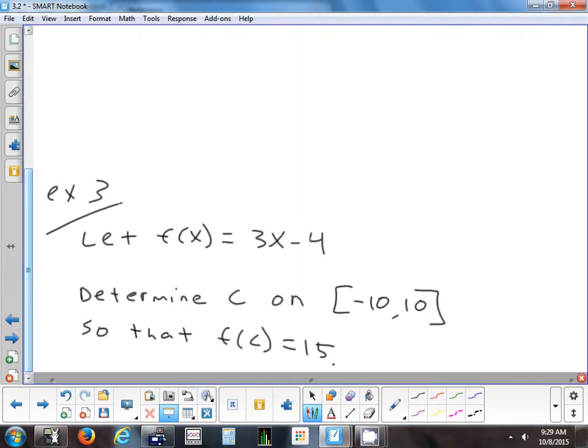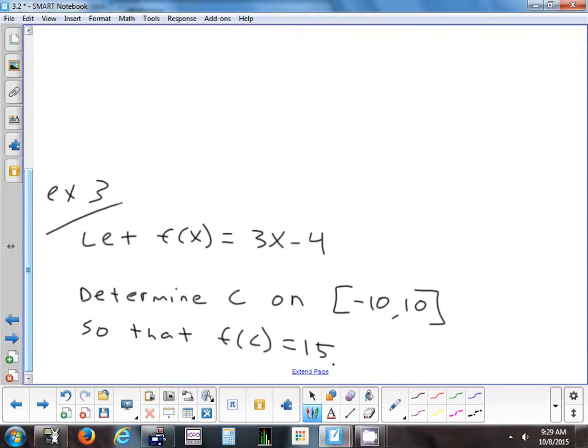All right, so let me show you an example we can do with that. Let f of x equal 3x minus 4. This is a line. This is continuous. Slope of 3, y-intercept at negative 4. What I'm going to try to do is find a value on this graph so that when I plug in a number for x, I get 15 for y. Well, first, I want to see if that's even possible. Let's figure out where we're starting on the y-axis and where we're ending.